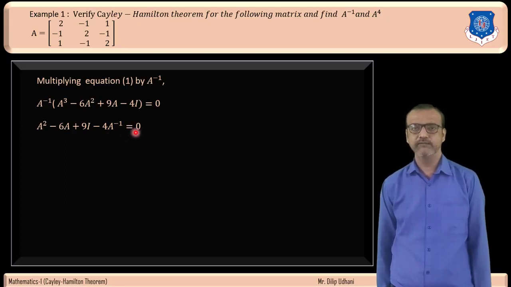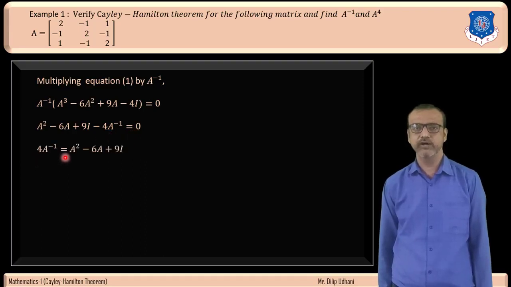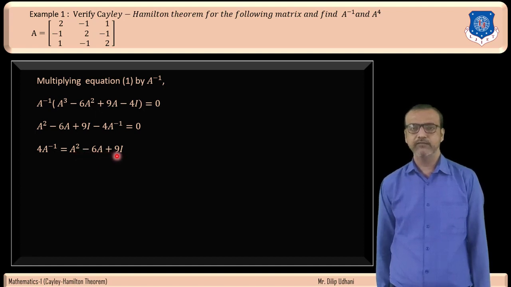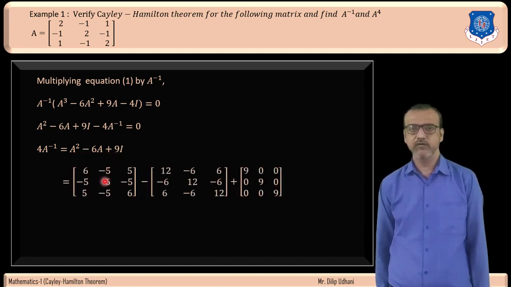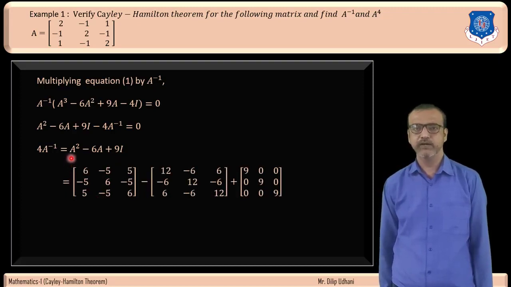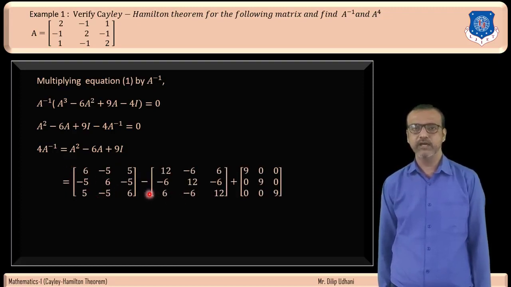Now from here we will make A inverse the subject. So we have 4A inverse equals A square minus 6A plus 9I. The first matrix is A square, then with a minus sign, multiplying each and every element of matrix A by 6, then with a plus sign, multiplying each and every element of the identity matrix by 9. Now we will simplify this result, subtracting matrix 2 from 1, and then adding the result to matrix 3.